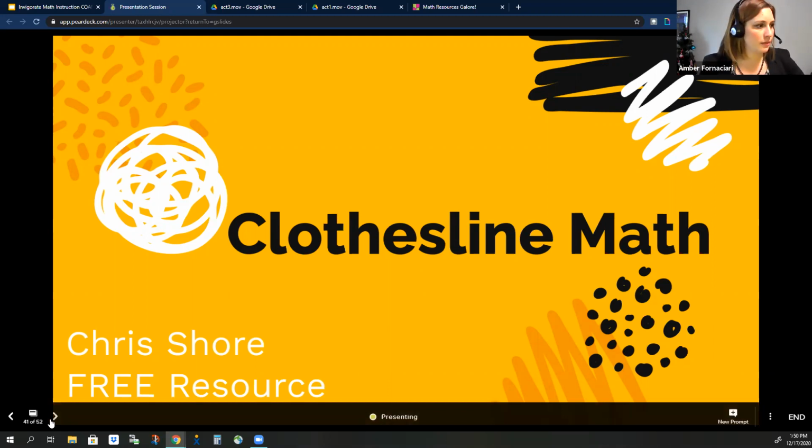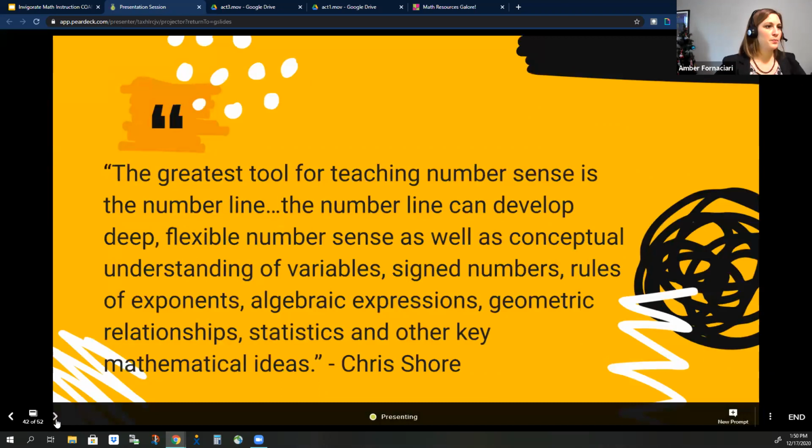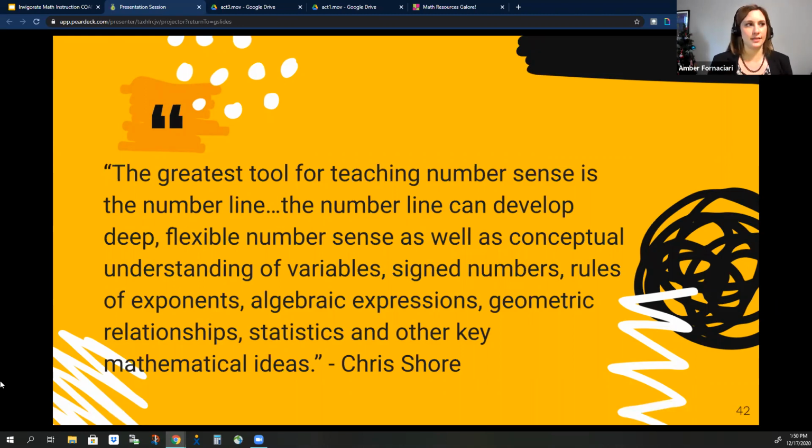This is a direct quote from Chris Shore, and in this case, I am going to read my slide to you, so you can withstand that for one time. The greatest tool for teaching number sense is the number line. The number line can develop deep, flexible number sense, as well as conceptual understanding of variables, signed numbers, rules of exponents, algebraic expressions, geometric relationships, statistics, and other key mathematical ideas.